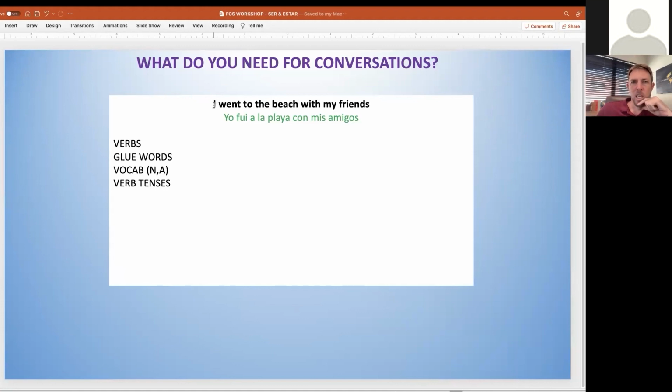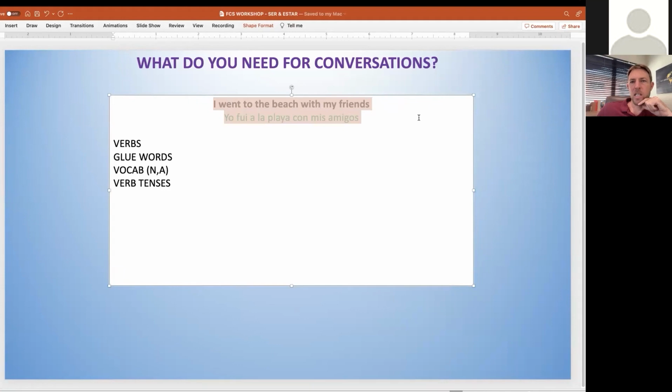And this is a sentence. I went to the beach with my friends. Yo fui a la playa con mis amigos. In any sentence, I can break it into three major parts. I went, verbs. To the, I call these the glue words: prepositions, conjunctions, and so on. Beach, vocabulary, nouns and adjectives. With my, more glue words, and friends, more vocabulary. Yo fui a la playa con mis amigos.